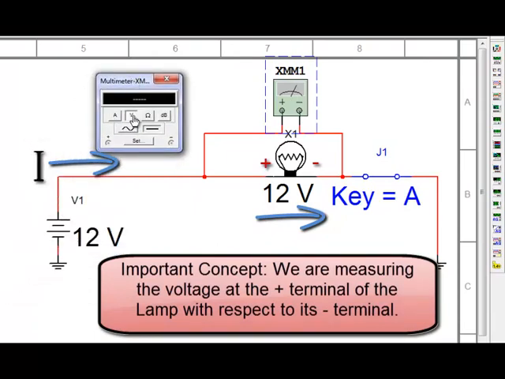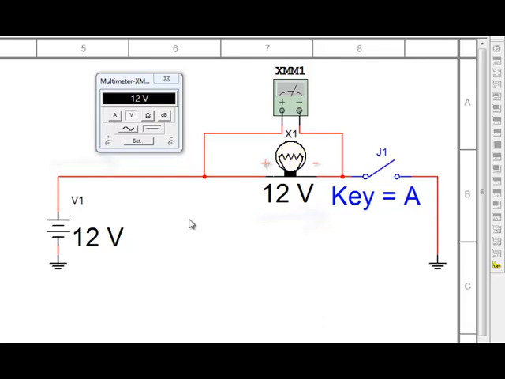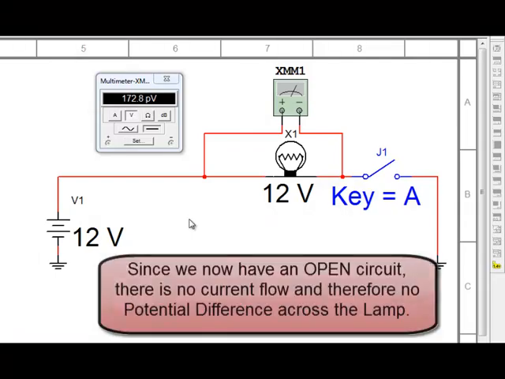I'll make sure that V for volts is selected. The solid line is selected so that it's DC volts. Then I can click on the schematic capture, press F5 to run the simulation. The lamp will illuminate and you'll see that there are 12 volts across the lamp. If I then open the circuit by pressing the A key, you will see that we have 172.8 picovolts, which is 10 to the minus 12 times 172.8, and I think we'll call that 0 volts.